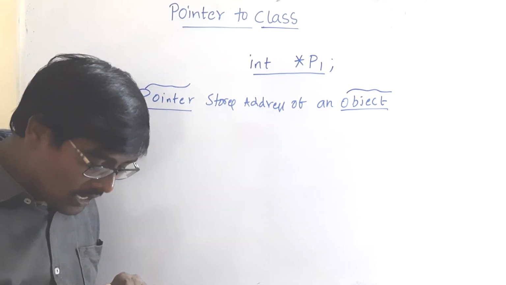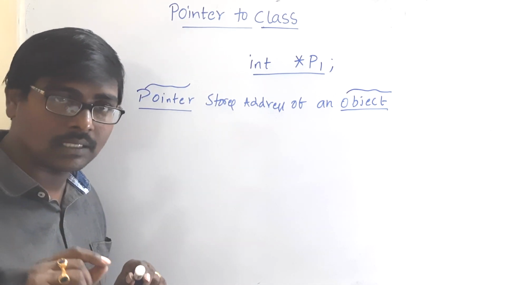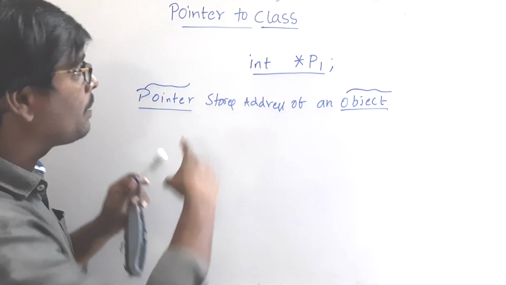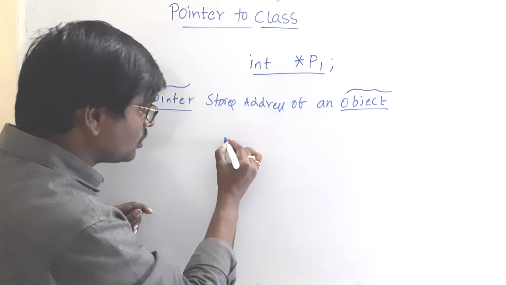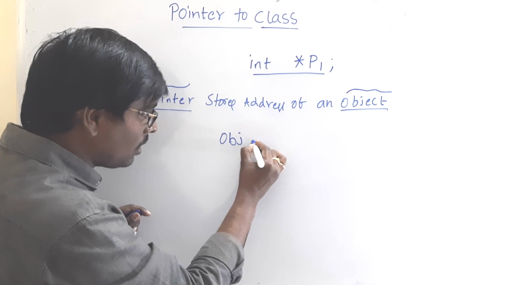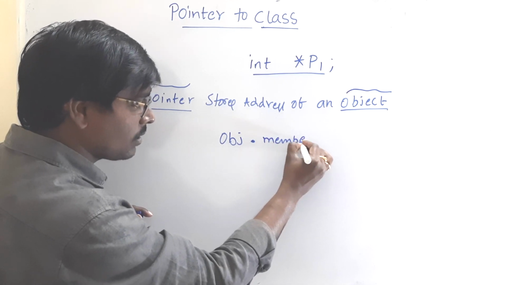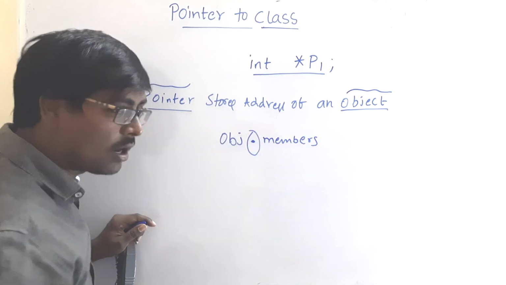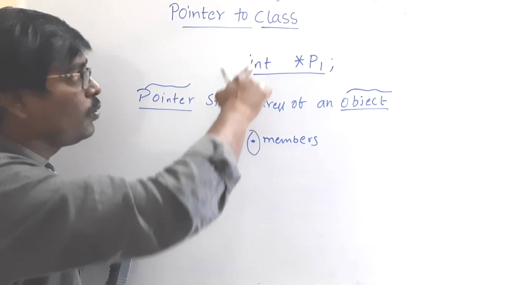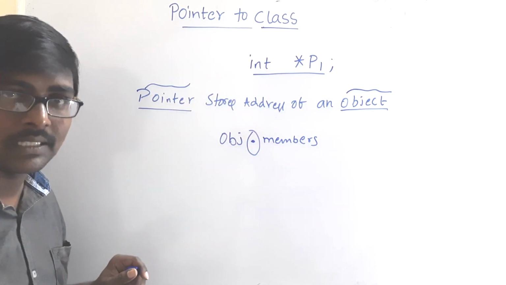Now, how can we access the members of a class? By using object dot members. That is, by using this dot operator along with the object, we can access the members of a class.